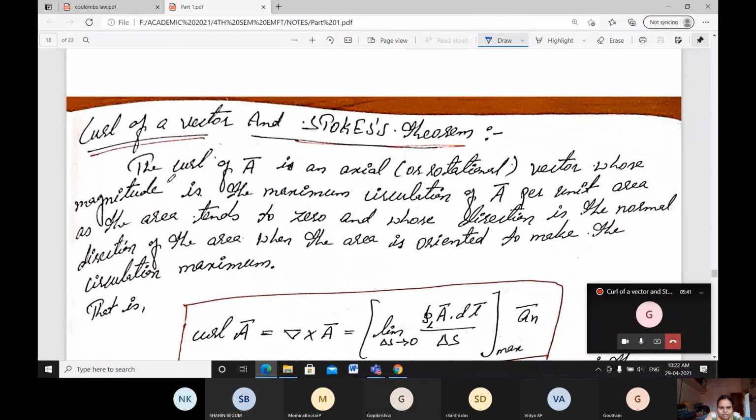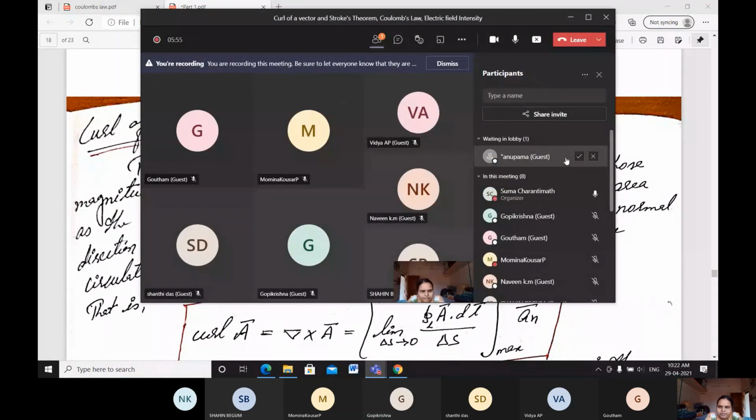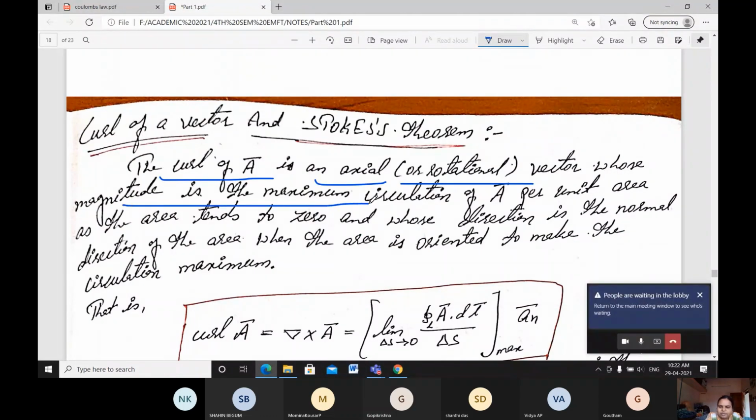The curl of a vector, here the definition is: the curl of a vector A is an axial, meaning in which direction it is moving, or a rotational vector whose magnitude is maximum, with maximum circulation of vector A per unit area. For a point charge, how much area it is going to take in a circular or rotational fashion. What is the maximum magnitude I can get? The magnitude is the maximum circulation of vector A per unit area.